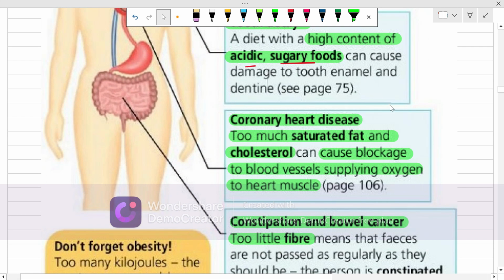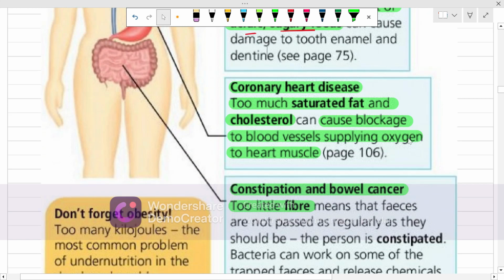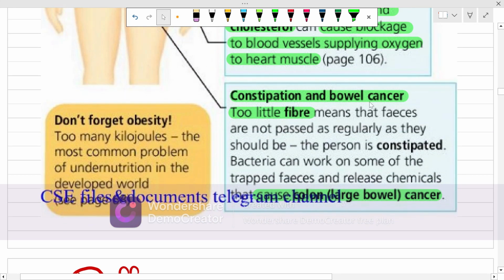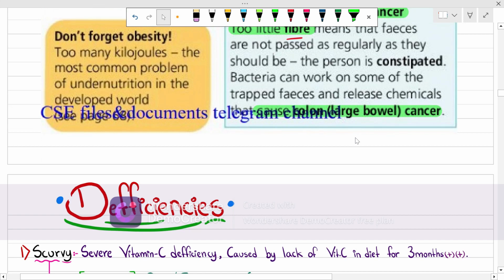Coronary heart disease is caused by too much saturated fat and cholesterol. This causes blockage in the coronary blood vessel, or coronary artery, supplying oxygen to the heart muscle. As the coronary artery is blocked, it can cause angina and heart attack. Constipation and bowel cancer are due to too little fiber, or colon cancer, cancer of the large bowel and the large intestine.